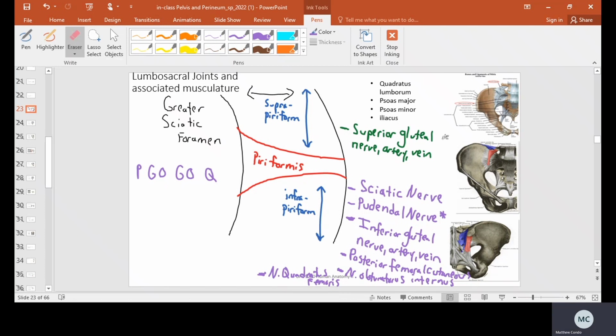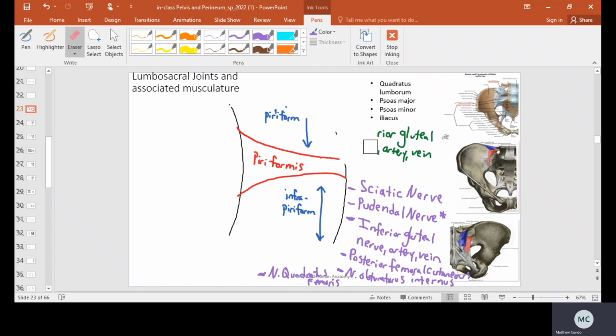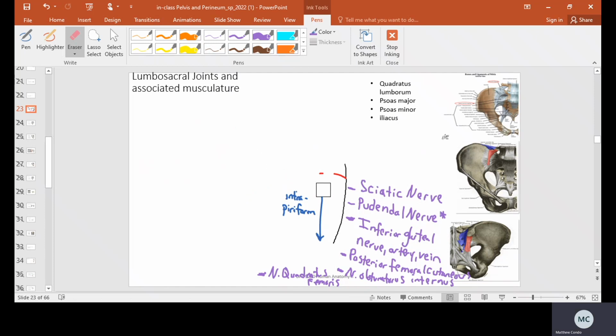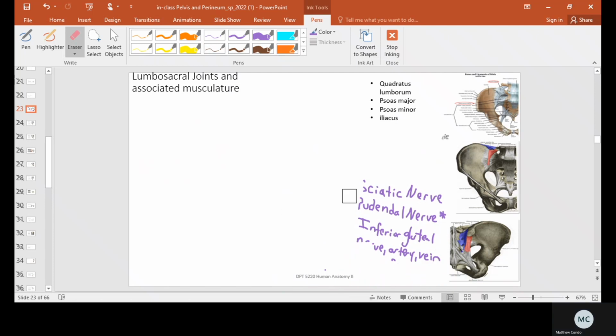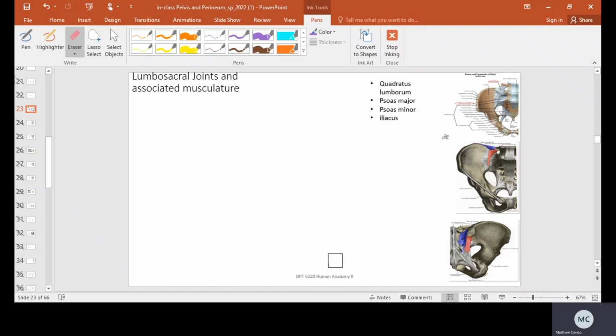So in terms of the lesser sciatic foramen, the lesser sciatic foramen is going to be a lot easier, because we're not going to have this big old piriformis getting in the way. So there's no supra or infra spaces. But there's a lot that comes out of the lesser sciatic foramen. There is a lot.